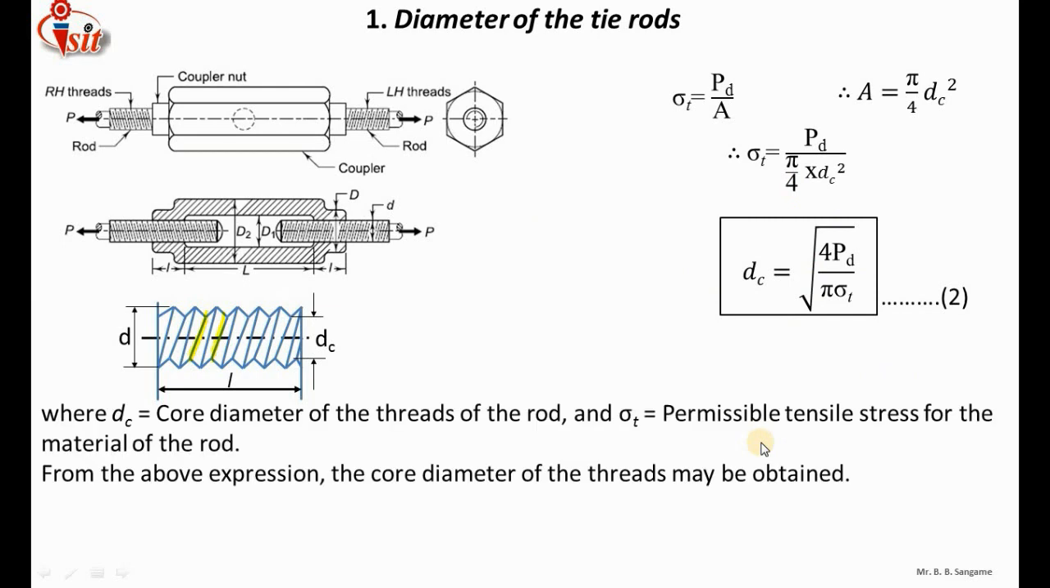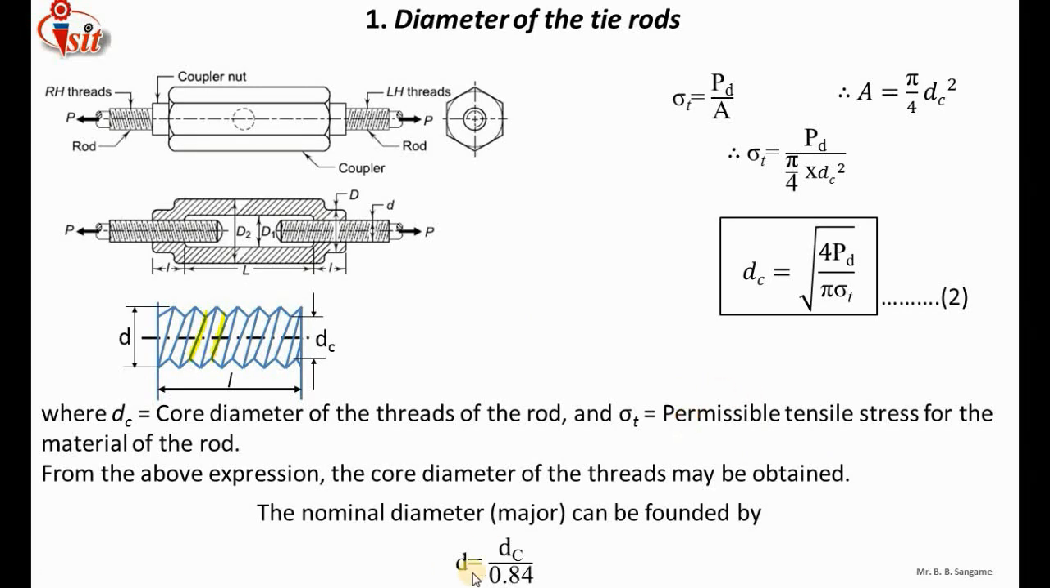Next, we can calculate the nominal diameter D by using the empirical relation. Major diameter D equals DC divided by 0.84. So once you calculate DC, you can calculate the major diameter D.